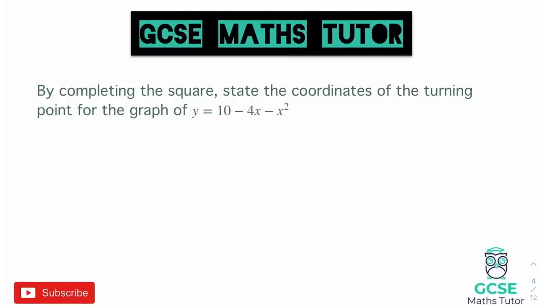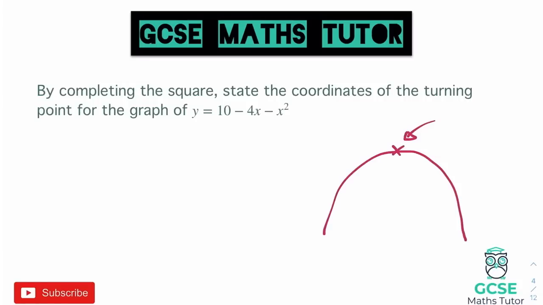Okay, so here's our question. By completing the square, state the coordinates of the turning point for the graph of, and then we have y equals 10 minus 4x minus x squared. Now we already know that it's sloping this way. And that turning point, that point right at the top of the curve there, is what we're trying to find.